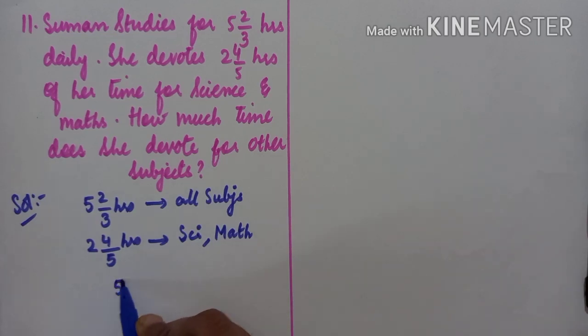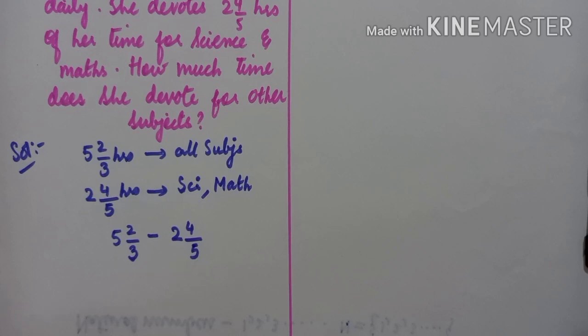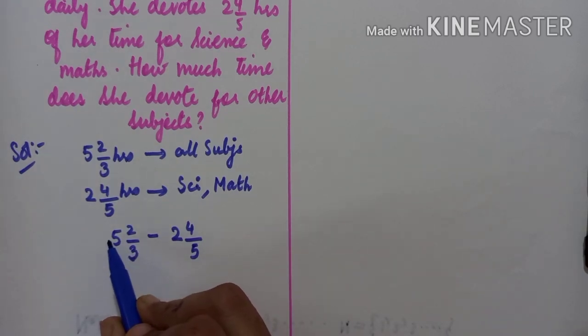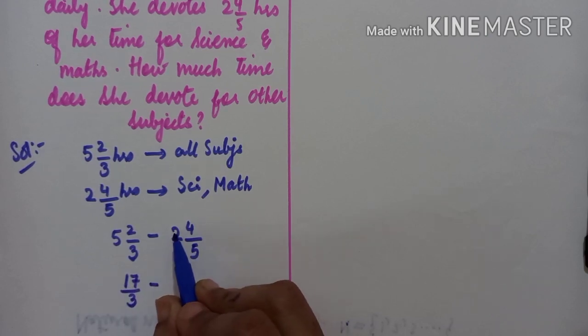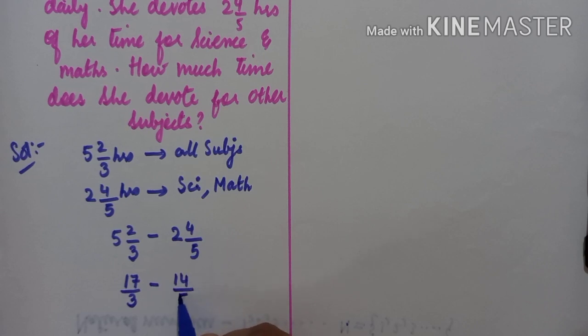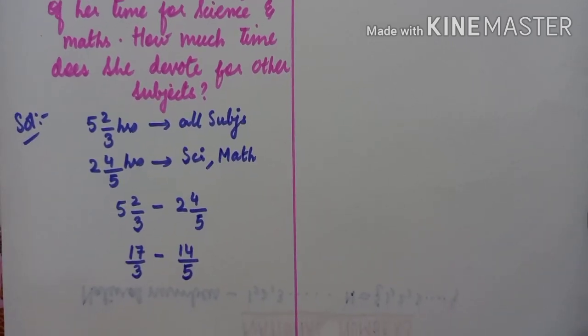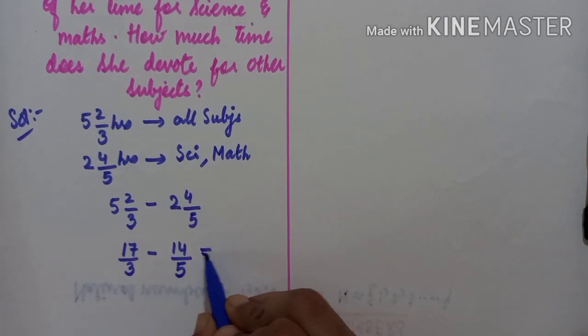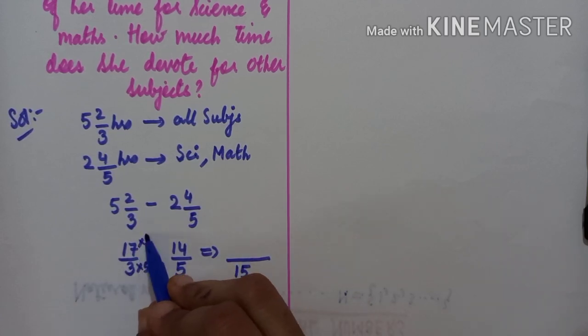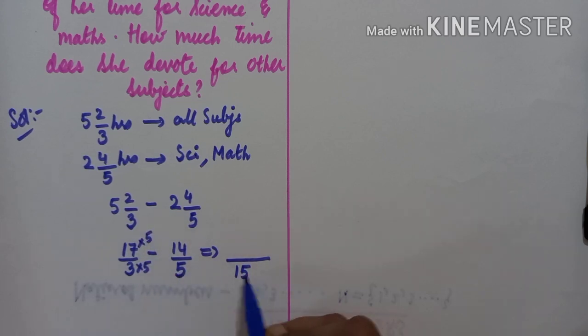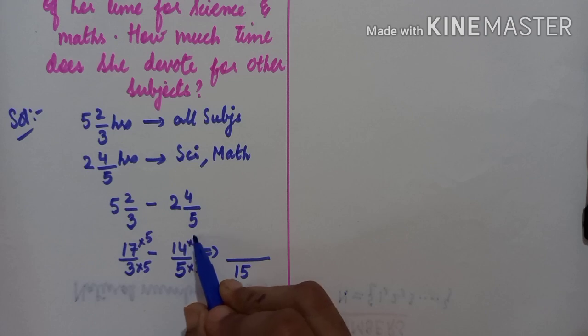Now 5 2 by 3 minus 2 4 by 5. These are mixed fractions, so let us convert them. 3 5s are 15, 15 plus 2 will be 17, so 17 divided by 3. Minus 5 2s are 10, 10 plus 4 will be 14 divided by 5. Now you again have to take out the LCM. The LCM of 3 and 5 will be 15. In the 3 table, when 15 comes, 3 5s are 15, so multiply by 5. In the 5 table, when 15 comes, 5 3s are 15, so multiply by 3.